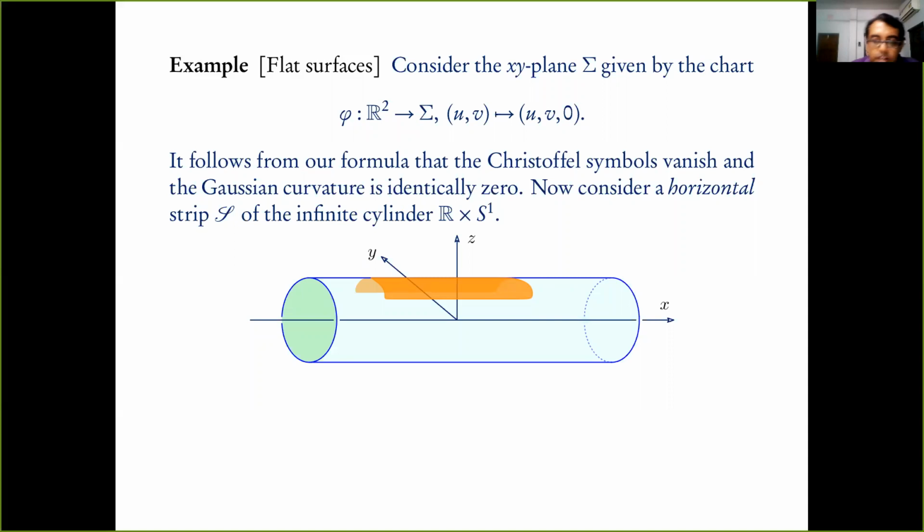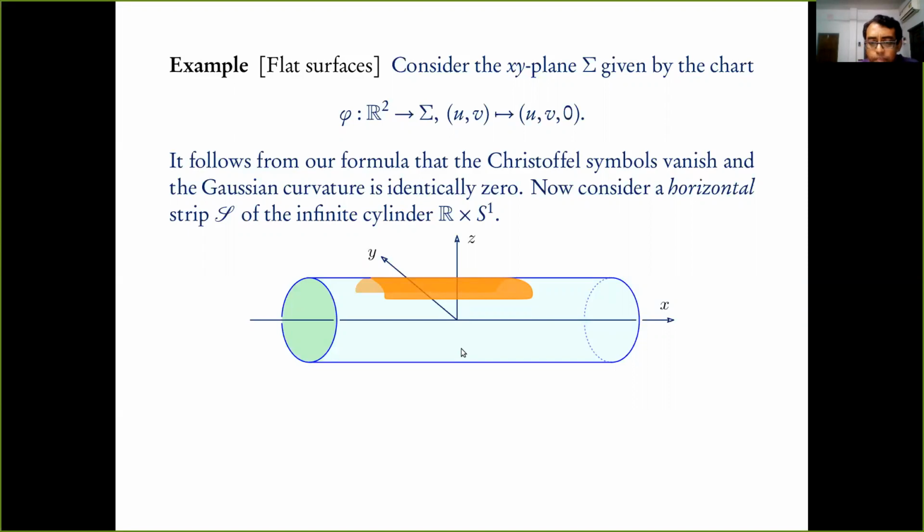So we consider an infinite cylinder. This is a cylinder with the x-axis as its axis of symmetry, and it's a unit circle in the YZ plane translated along the x-axis. You consider a horizontal strip. I'm sure all of you can see the picture. This is a curved strip colored orange, which is lying on the top curved part of the cylinder, so to speak. This is the origin. The point where the z-axis intersects the cylinder is the point 0,0,1.